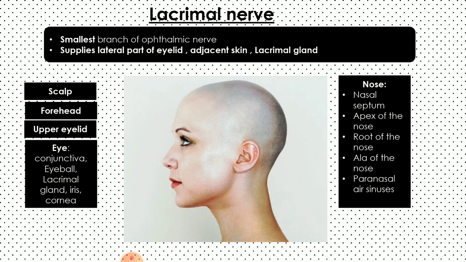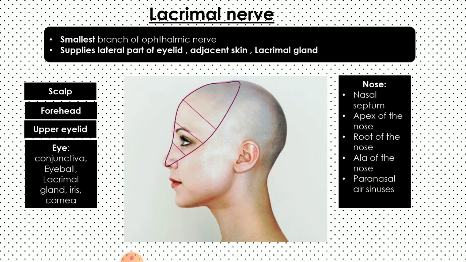Moving on to the last branch, that is the lacrimal nerve. It is the smallest branch of the ophthalmic nerve and it supplies the lateral part of the eyelid, adjacent skin and mainly the lacrimal gland. So seeing in the figure, we can judge the extent of the supply of the ophthalmic nerve. The ophthalmic nerve mainly supplies the scalp, forehead area, eyelid, eye and nose.